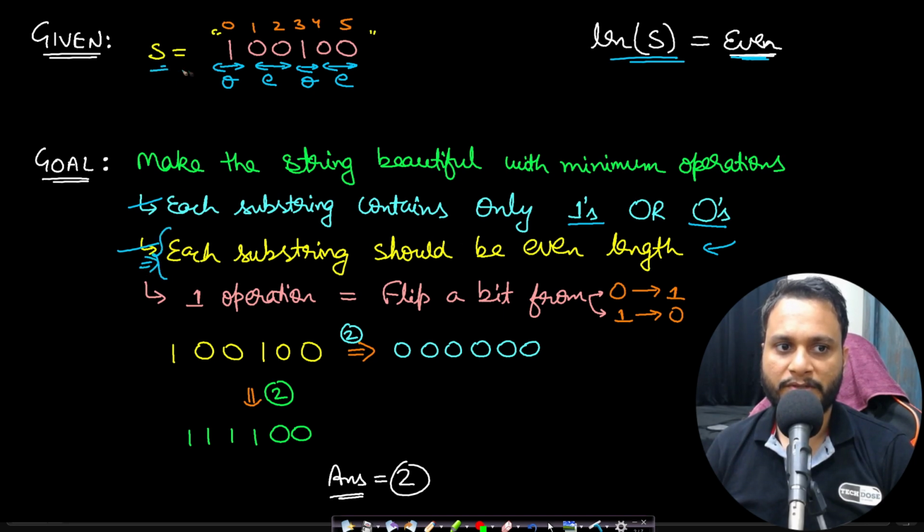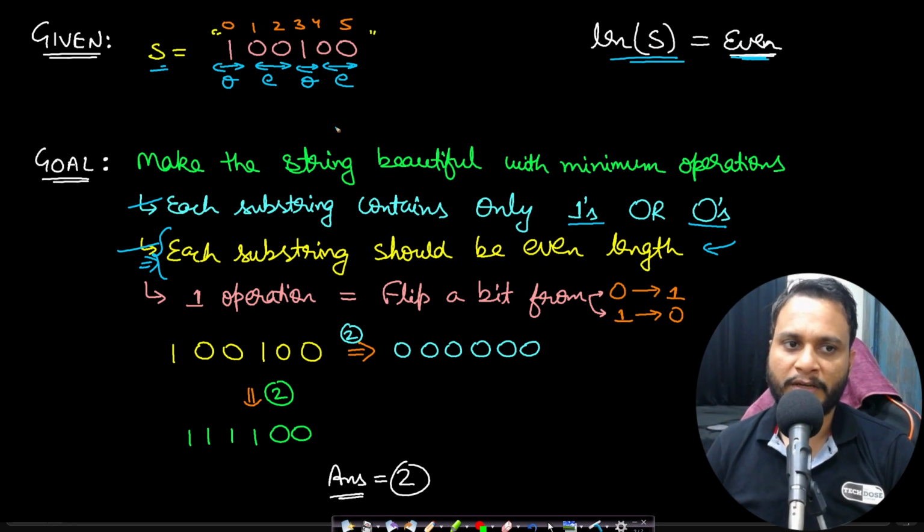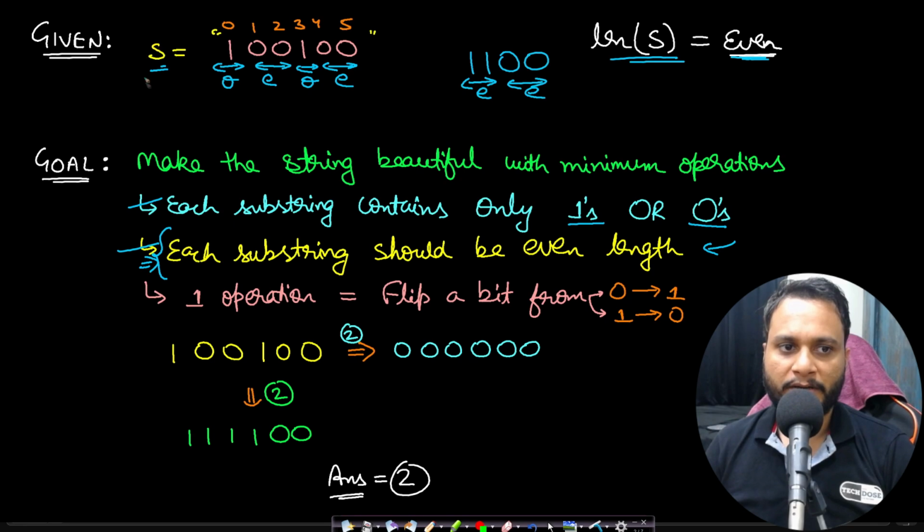Okay, in this case the given string does not have all the substrings of even length. If they are already of even length, then your minimum operations will be 0, because you do not need to do any flip. Like if my input was 1100, then I do not need to do any flip because this substring is of even length. So it's fine. But then in our input, all of them are not of even length. Some substrings are odd length, right? One operation is equal to flipping a bit from either 0 to 1 or from 1 to 0. We need to use these operations, and we need to minimize the number of operations to convert all the given substrings to even length.